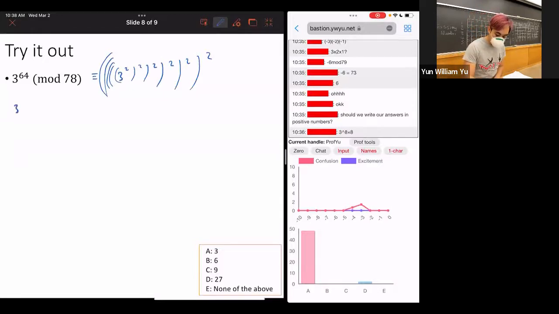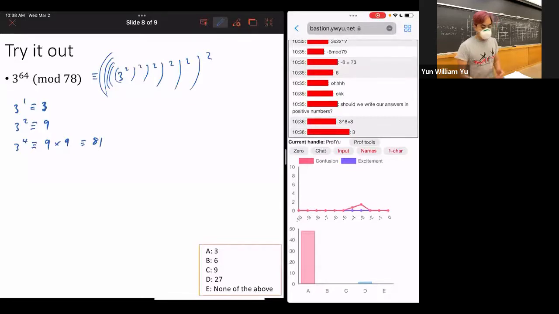So notice that 3 to the 1 is equivalent to 3, right? That's easy. And then 3 squared is equivalent to 9. But if you know 3 squared is equivalent to 9, then what is 3 to the 4th equivalent to? Now what I'm doing is squaring 3 squared, and so this is the same as 9 squared, which is 9 times 9, which is equivalent to 81. What's 81 equivalent to? 81 is just equivalent to 3 again.